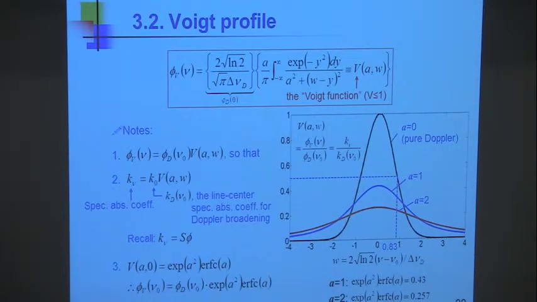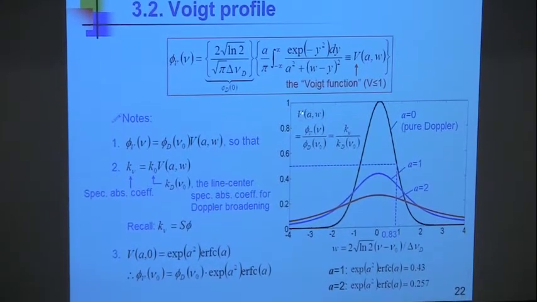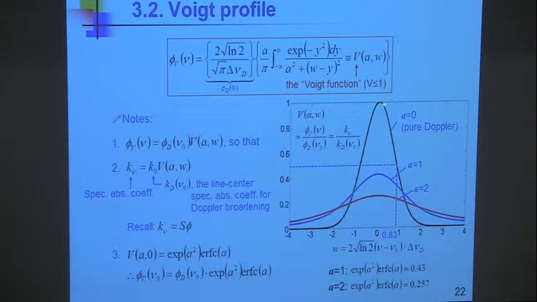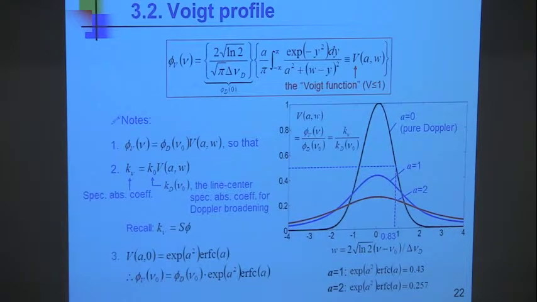I'm going to show you the table in a minute. Basically, for a fixed Doppler width, whatever it is, that determines this axis. Here's the Voigt parameter, which peaks here for a of 0, pure Doppler, and it changes, the integrated area always being 1.